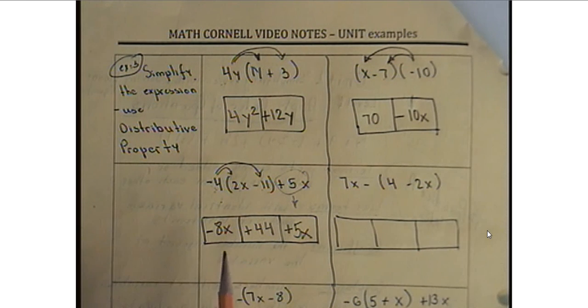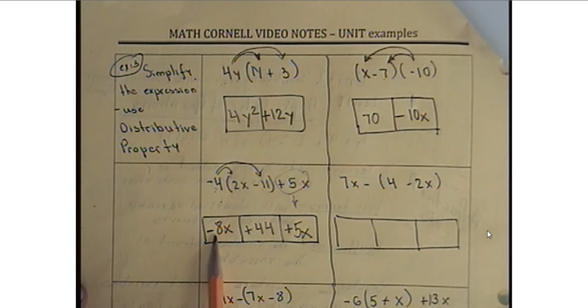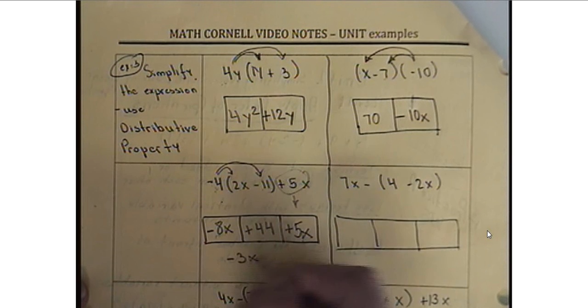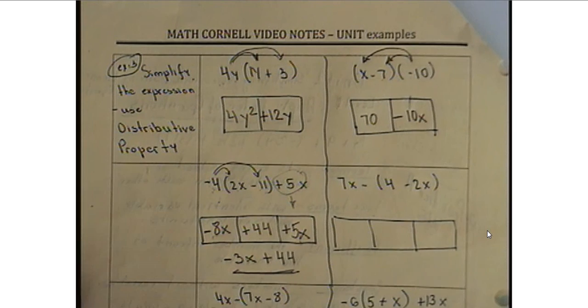The two like terms here will be negative 8x plus 5x. Well, negative 8 plus 5 will give us negative 3x, and then we just copy plus 44. So the final answer for this particular example will be negative 3x plus 44.